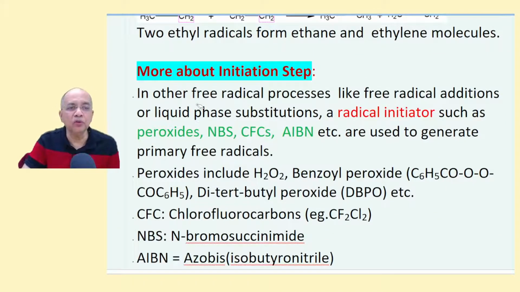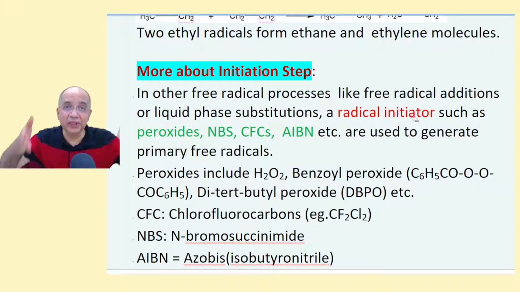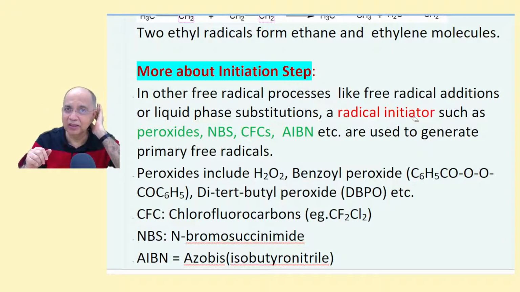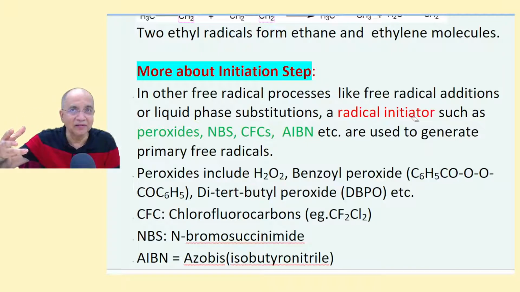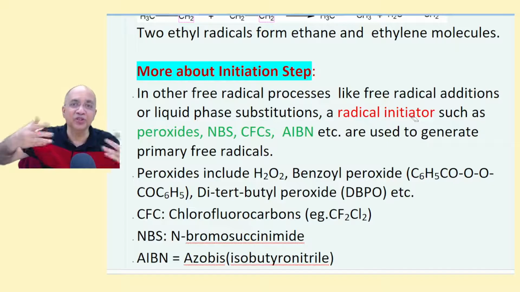Now let us talk more about the initiation step, which we will not discuss more here. They will be needed in free radical addition. For some cases, for example in free radical addition or even liquid phase substitution, we need the help of some other radical initiators. Chlorine, bromine, they themselves break down to produce radicals. But sometimes we take the help of other proven good free radical producers or initiators.